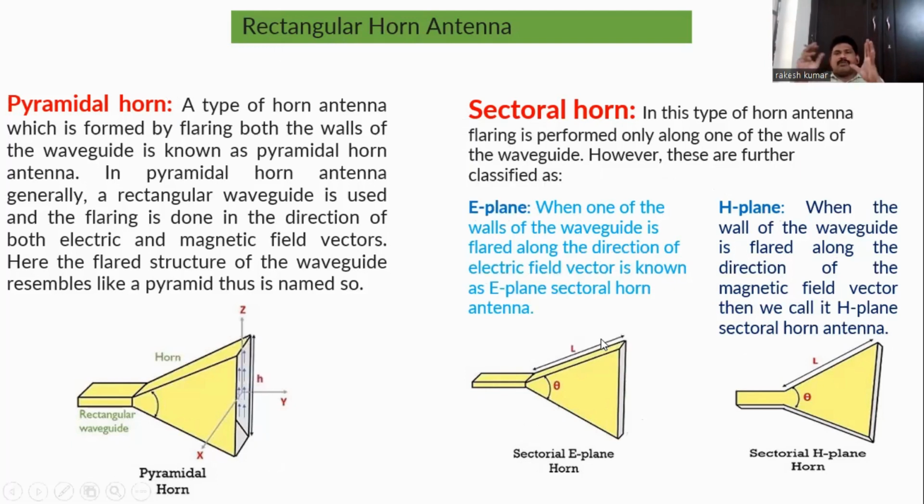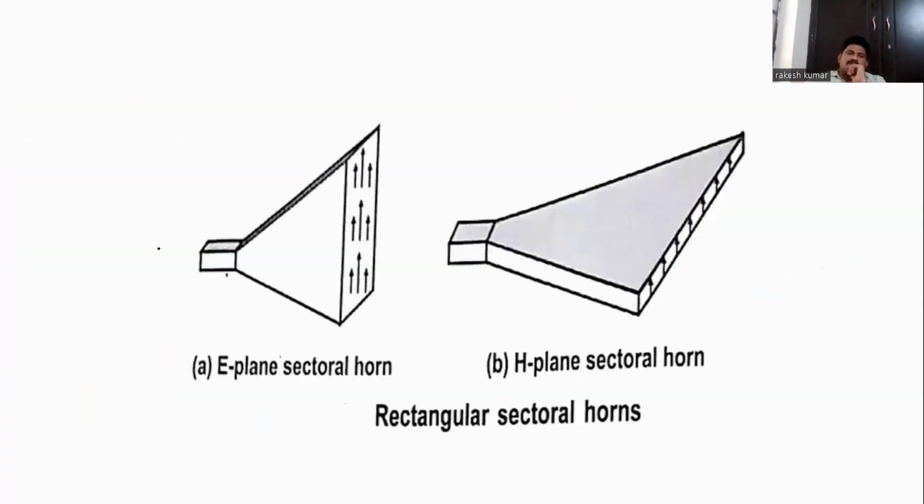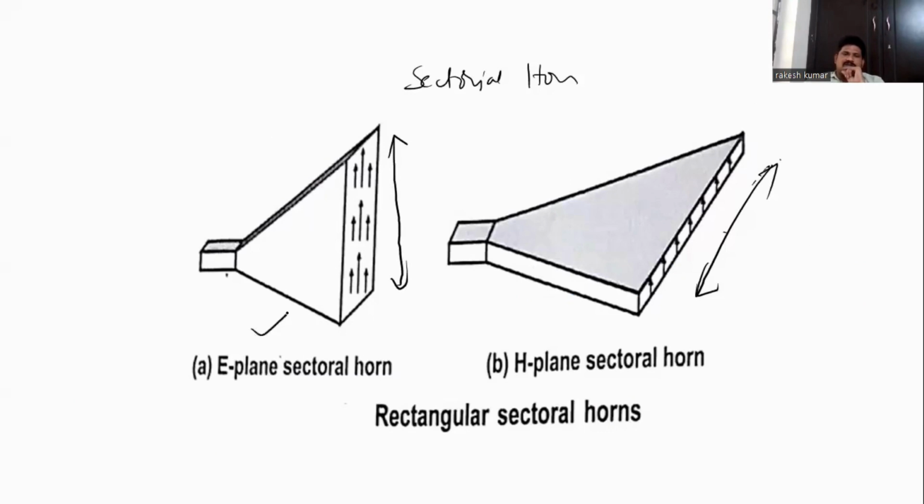So these are the broad, brief definitions. Okay. So see here, these are sectorial horn antennas. Here the flaring is done in this direction. Here the flaring is done in this direction. But here the flaring is done in this direction. So this is E-plane and this is H-plane.